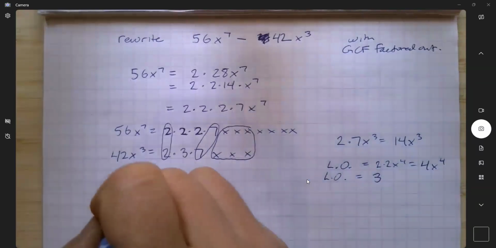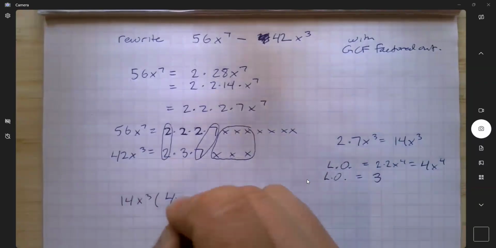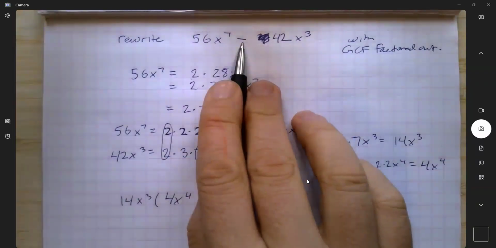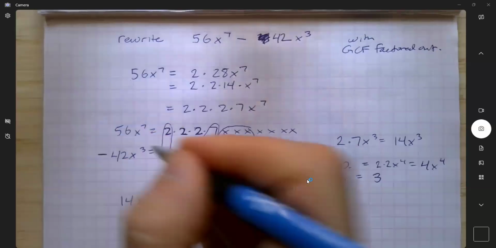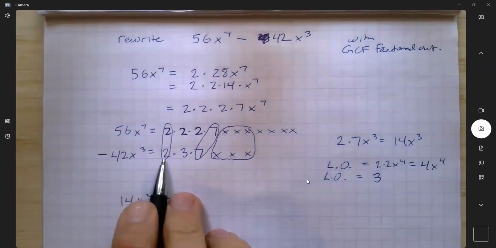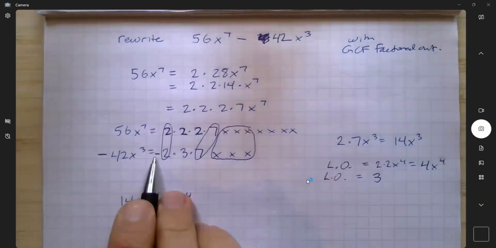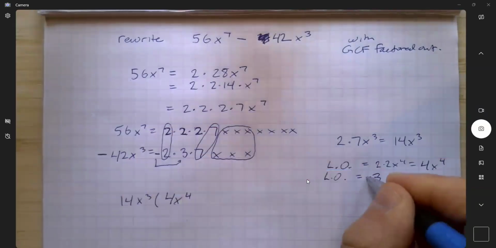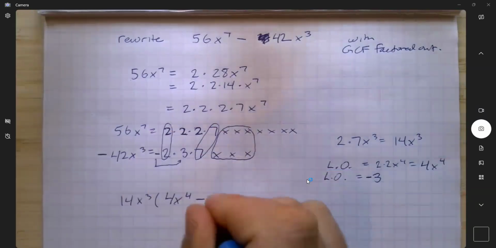And so now I build 14x cubed times leftover part 1, 4x to the 4th. And I realized I made a mistake. I forgot about that minus. But the minus is very easily taken care of. You just put the minus in front of the term right there. And it's not a leftover of 3, it's a leftover of minus 3. So my leftover, my second part is negative 3.